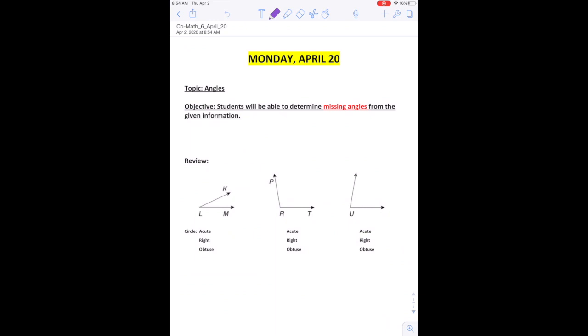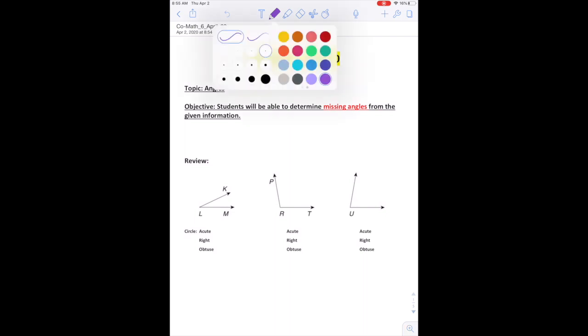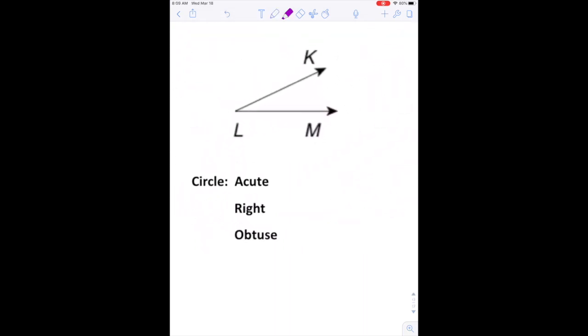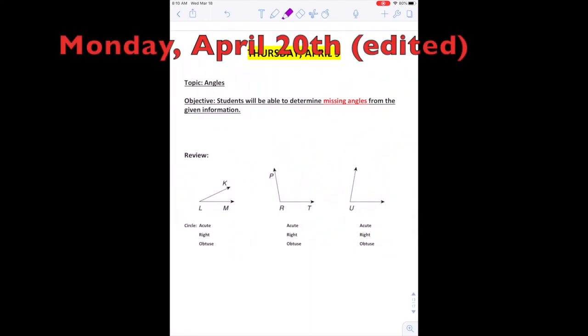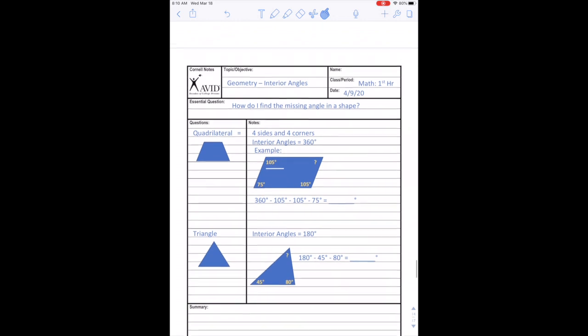We are going to focus on being able to determine the missing angles from the information we have. But first thing you're going to do is a short little review. Practice remembering what kind of angle each of these are. When you're looking at this angle, is it acute, right, or obtuse? Answer that for the 3 angles that are there.